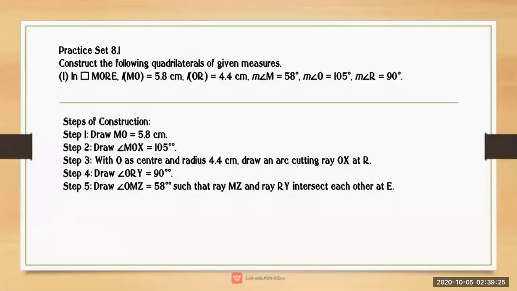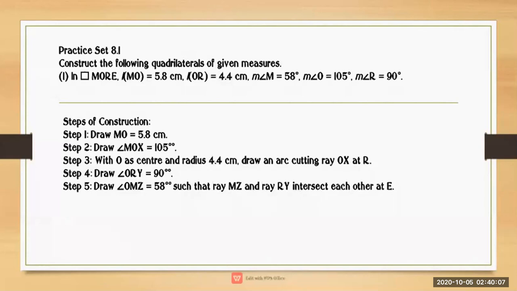Now we will start our practice set 8.1. So here there are some constructions. You're going to construct them. I will also show you how to construct them. Now here is the first question. Construct the following quadrilateral of given measure. In your notebook, you have to do this chapter in your notebook, because in the workbook it is given to do in the notebook. So be ready with your notebook. First I will show you how to construct and then your part is what? I will give you 5 to 10 minutes to construct the figures.